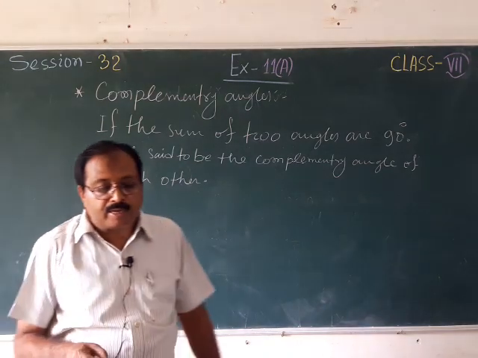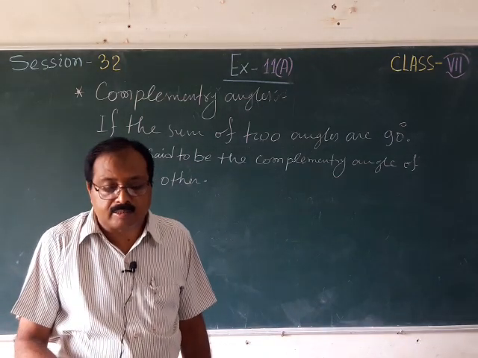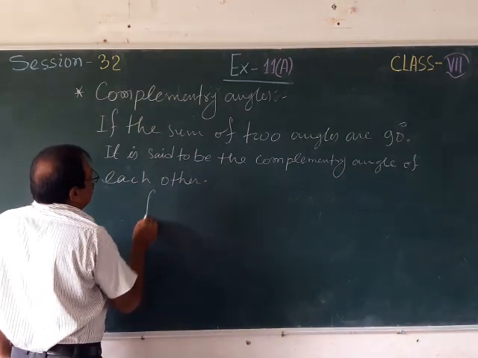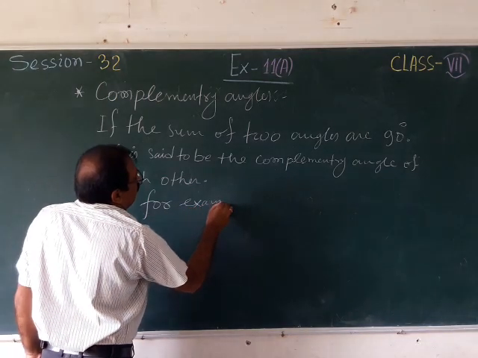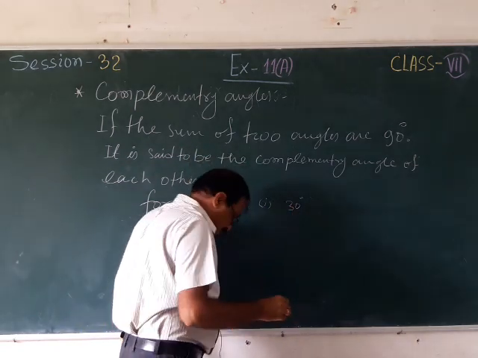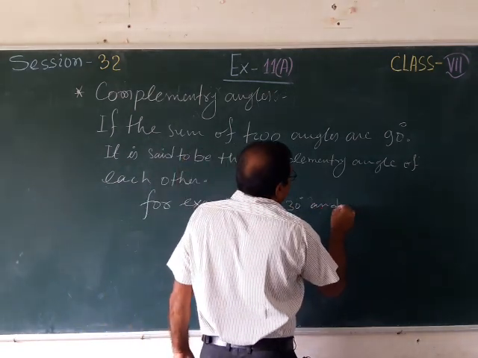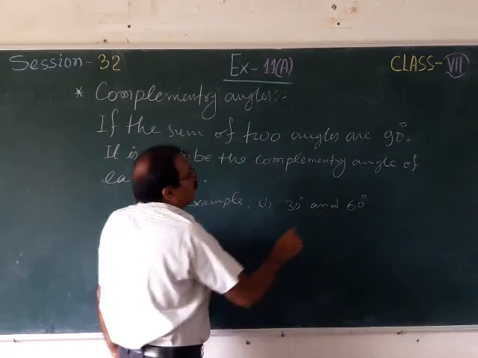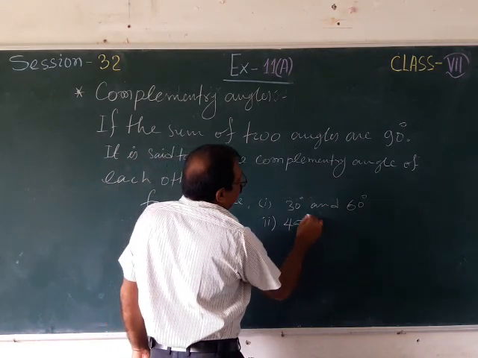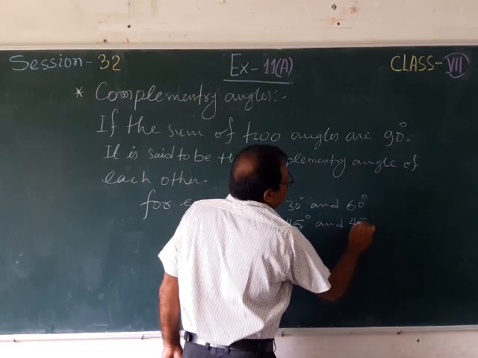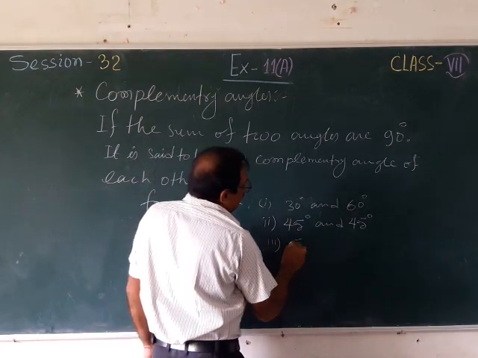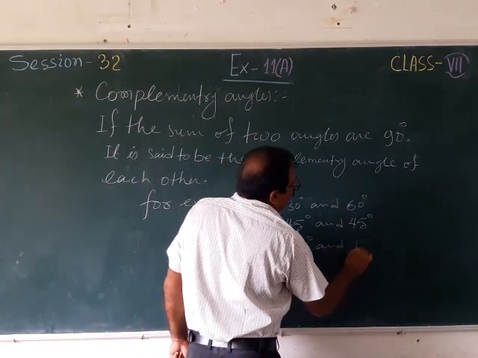That means if the sum of two angles is 90 degrees, they are said to be the complementary angles of each other. For example, I can write 30 degrees and 60 degrees. If you add both these angles, the measurement will be 90 degrees. If I write 45 degrees and 45 degrees, adding both gives 90 degrees. I can write one more example, that is 50 degrees and 40 degrees.